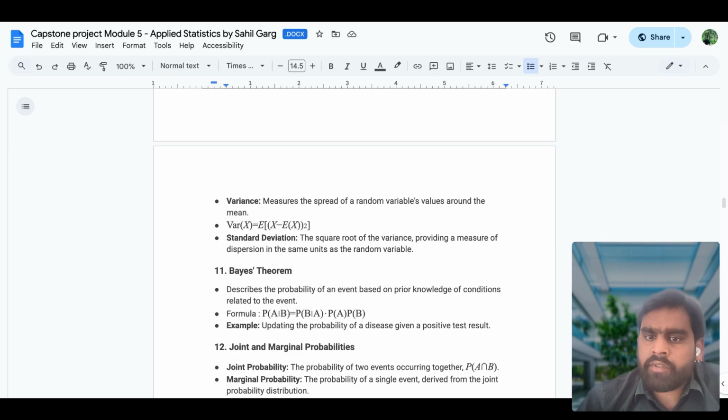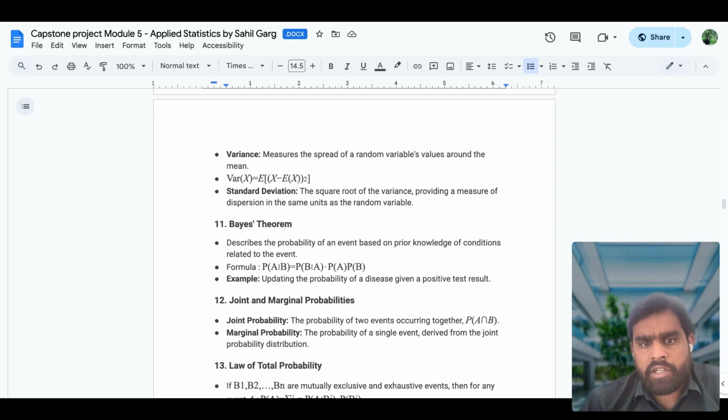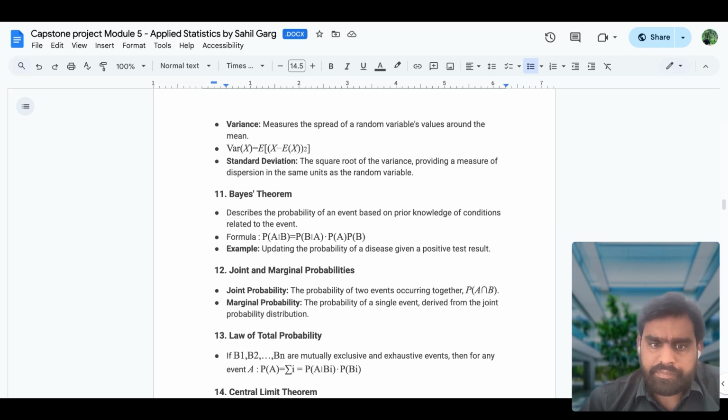Now the variance and standard deviation. Variance is the spread of a random variable around the mean. So variance is how much the values are spread across the mean of the values. Standard deviation is just the square root of the variance.